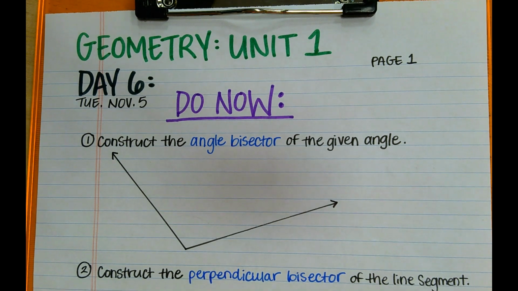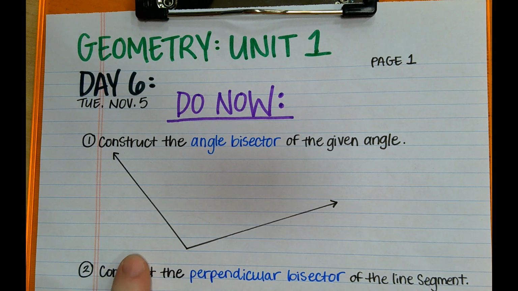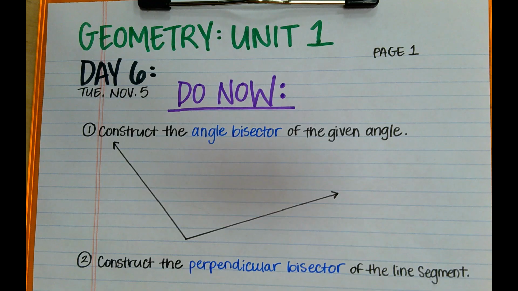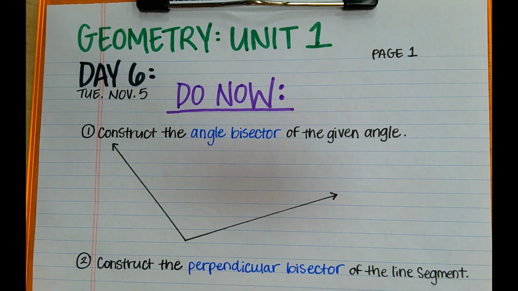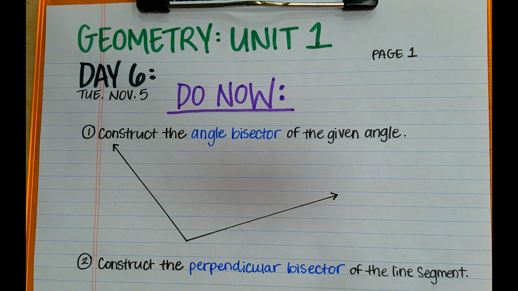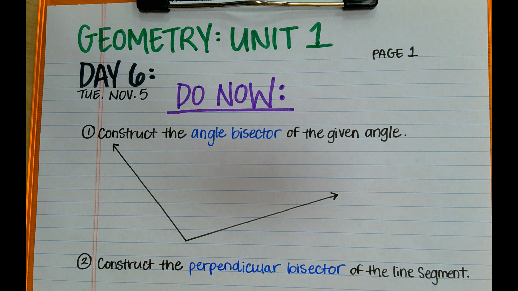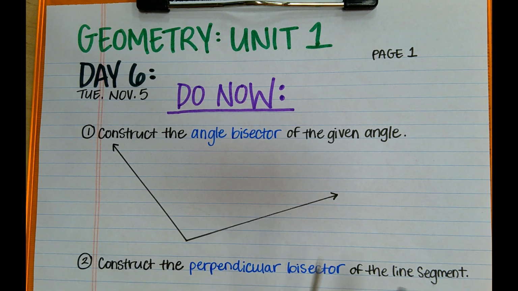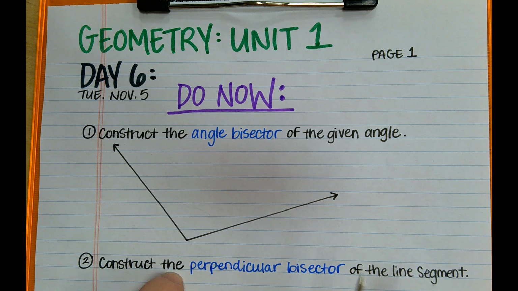For our do now, I brought back some of our constructions, since we haven't done them in a while. Number one, we are constructing the angle bisector. Do any of you remember what our first step is when we do this? Start by making an arc with your compass.